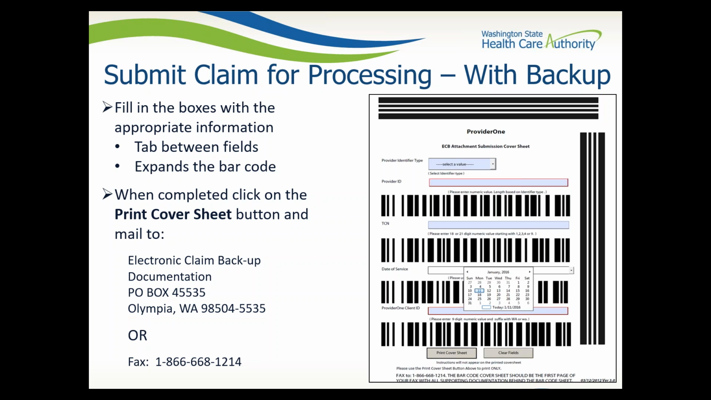Tab to the ProviderOne Client ID field and enter the 9-digit ProviderOne Services Card ID number, including the WA. You will need to tab twice after entering the client ID to expand the barcode so that it can be properly read by the ProviderOne scanner. Click the Print Cover Sheet button and either mail or fax in the backup, depending on what option you chose on the backup screen. Your direct data entry claim will be held for 3 to 5 days waiting for the backup to be received to attach to the claim.